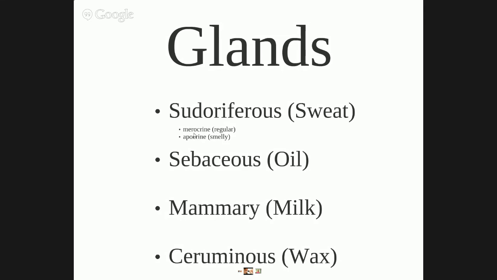There are two types of sweat glands. Now that I look at this, I realize that I have the names off a little bit. I think the textbook doesn't use the term merocrine, instead uses eccrine to describe one, and then apocrine is the other type. There's two types of sweat glands, and in parentheses, hopefully you can see it says there, one is a regular sweat gland and the other is a smelly sweat gland.